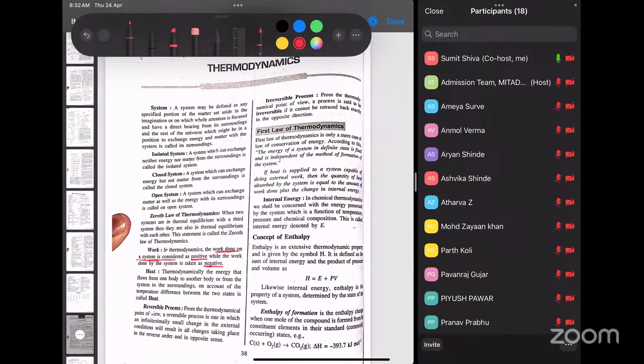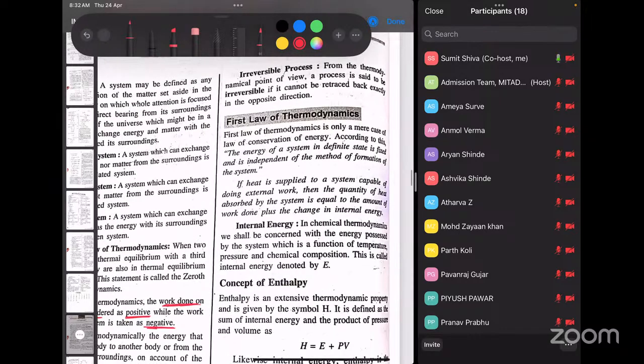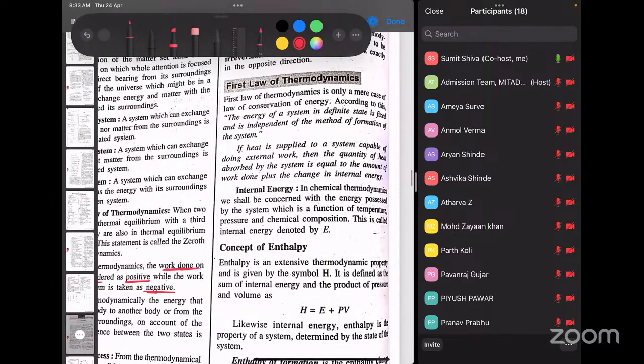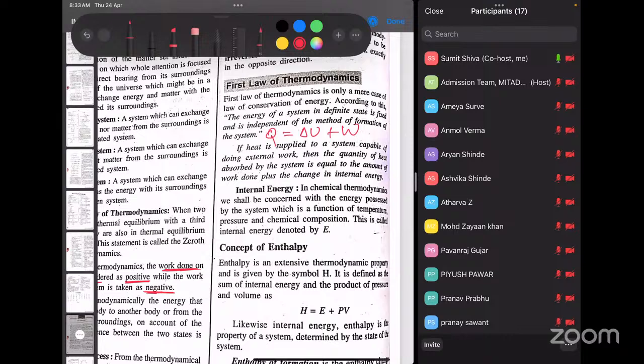The energy of a system in a definite state is fixed and is independent of the method of formation of the system. If heat is supplied to a system capable of doing external work, then the quantity of heat absorbed by the system will be equal to the amount of work done plus the change in its internal energy, which simply means overall heat energy Q given to the system will be equal to the change in internal energy of the system plus work done on the system. Understood?